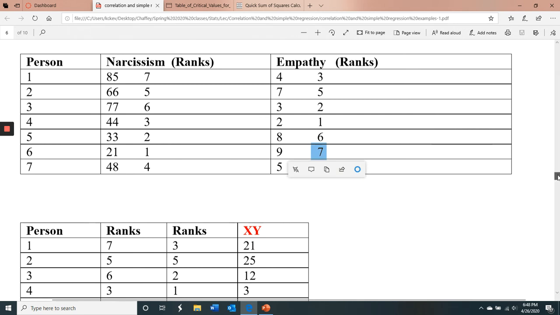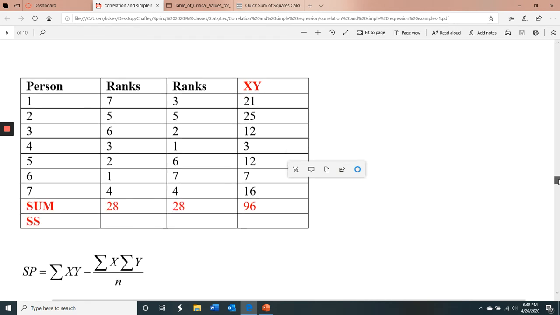Then you take those ranks and you put them down as your data. So here's the ranks on narcissism, ranks on empathy. So this is now X, this is now Y. For each person, multiply X times Y. 7 times 3 is 21. Person 3, 6 times 2 is 12. So here's our XYs now. So our sum of X, 1 plus 2 plus 3 plus 4, 5, 6, 7 is 28. Our sum of Y is 28.